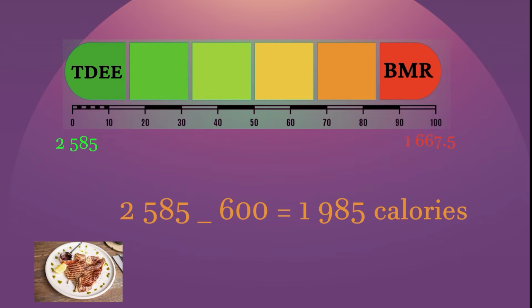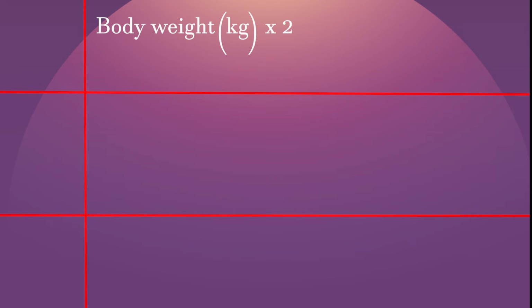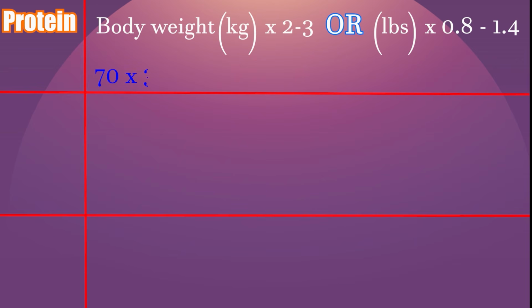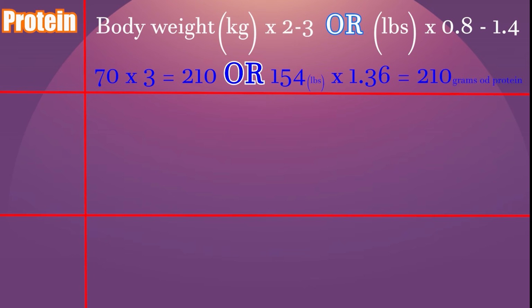Here comes protein, fat, and carbs. Take his body weight in kilograms and multiply it by 2 to 3. Or you can take his body weight in pounds and multiply it by 0.8 to 1.4 in order to get his protein need. Now his weight was 70 kilograms multiplied by 3 is 210 grams of protein, which equals 840 calories.